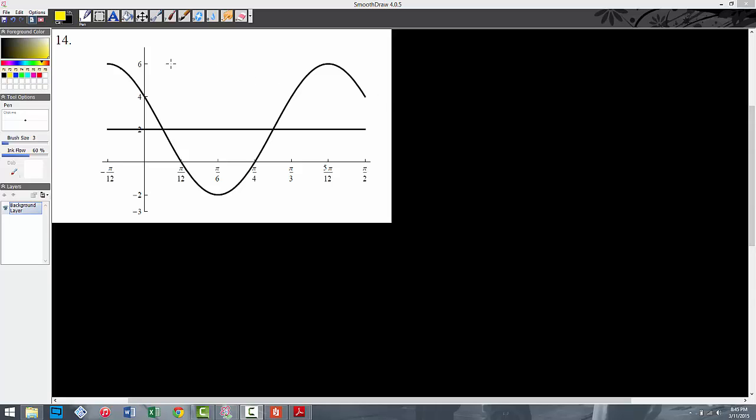This is number 14 from your packet. So remember, I'm going to ask you how to write this function here, both in terms of sine and cosine. And remember, there's going to be a bonus point if you can identify a different version of each. So let's go ahead and just take a look at this number 14 right here.